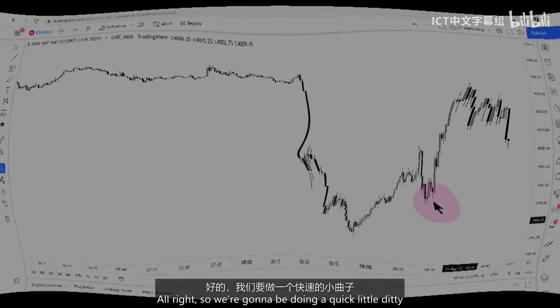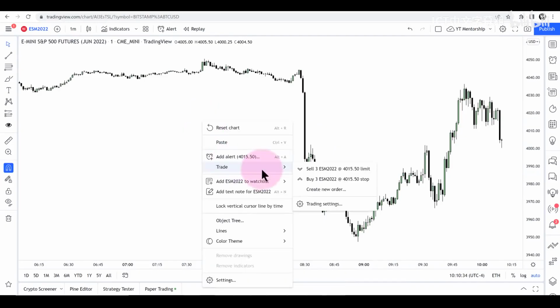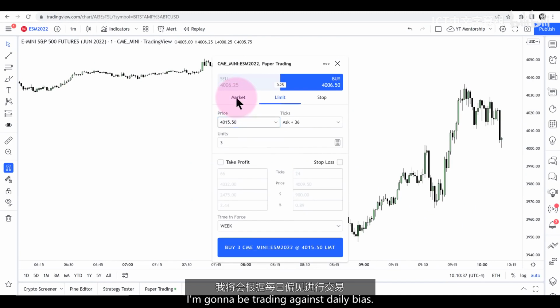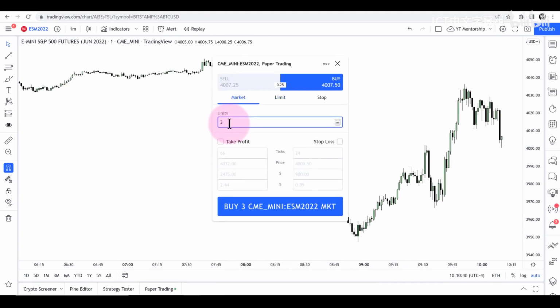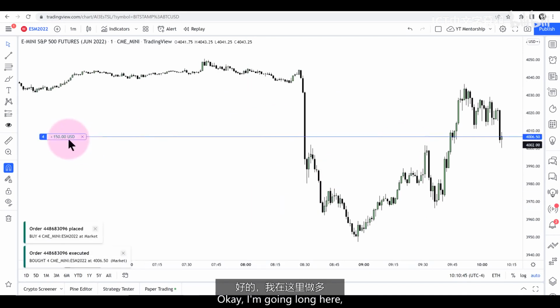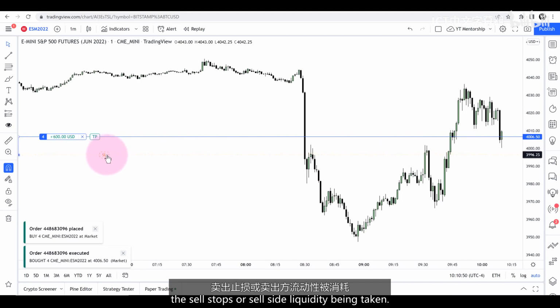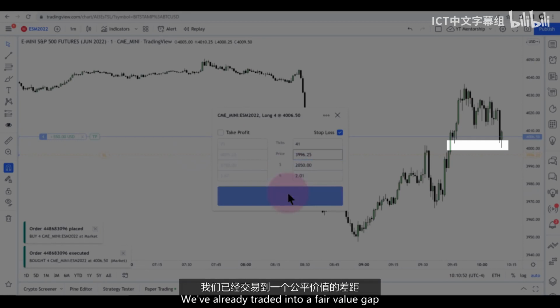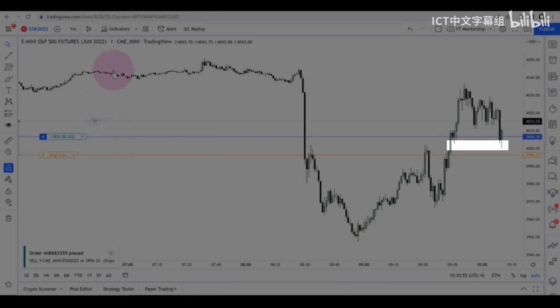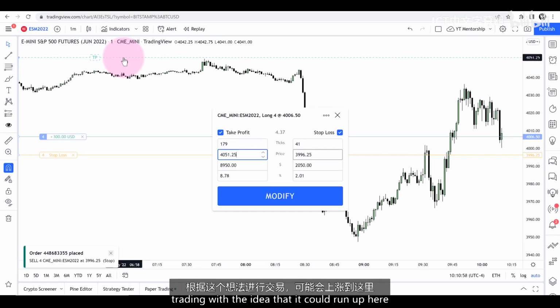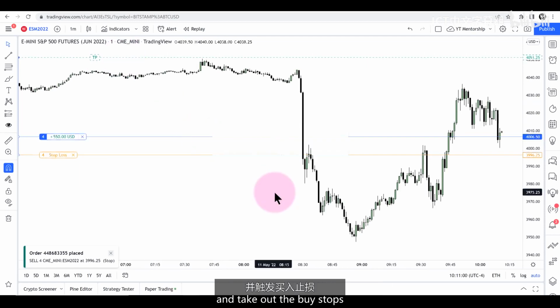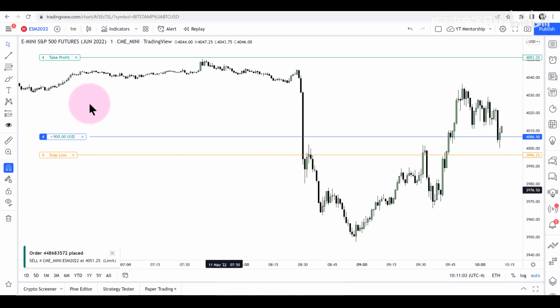All right, so we're going to be doing a quick little ditty on institutional order flow. I'm going to be trading against the daily bias. I'm going long here, on the basis of the sell stops or sell side liquidity being taken. We've already traded into a fair value gap around that 4,000 level. I'm trading with the idea that it could run up here and take out the buy stops above the high of the day. It doesn't need to do that to be profitable.